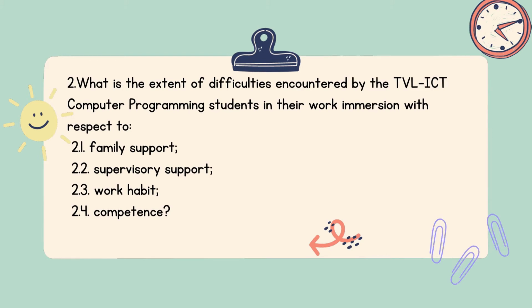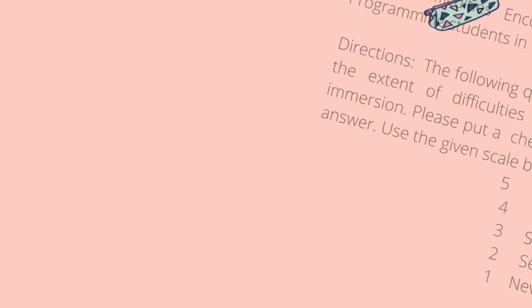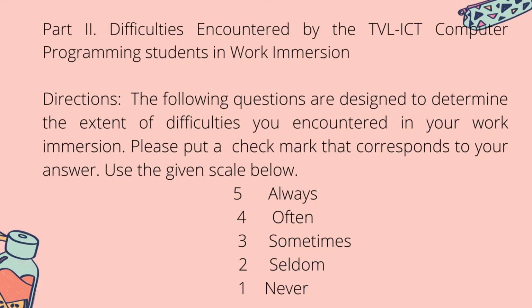We are now going to focus on question number 2 or statement of the problem number 2. This will become the part 2 of your research questionnaire checklist. We are now in the part 2 of your questionnaire checklist. You can write part 2 and write a title, Difficulties Encountered by the Students in Work Immersion, since it is the focus of statement of the problem number 2.